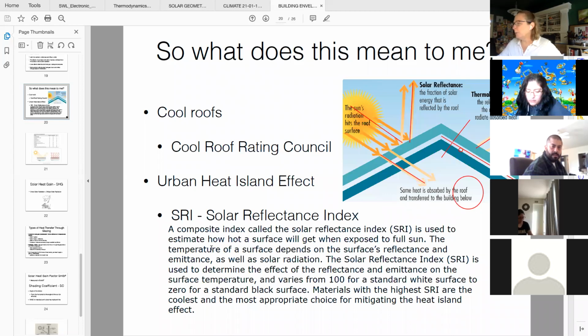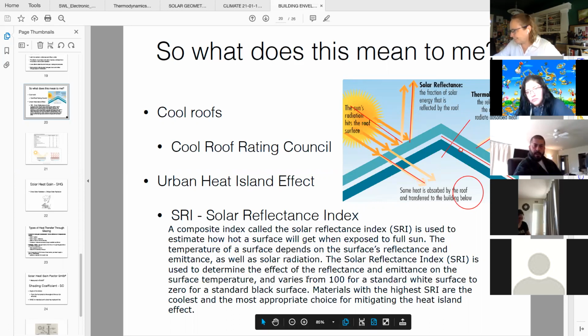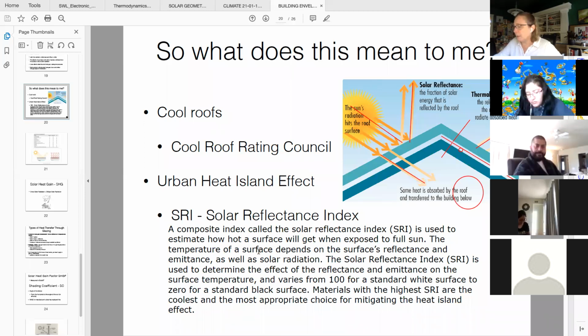So, this slide is about cool roofs, though. Okay, so we briefly touched on cool roofs the other day. The way the industry rates them, they came up with this solar reflectance index. It only applies to cool roofs, just the way solar heat gain coefficient only applies to glazing. And it's how they try to compare apples to apples for different roofing products.